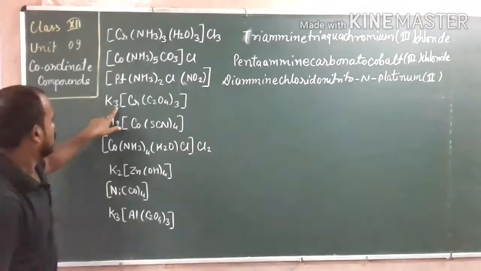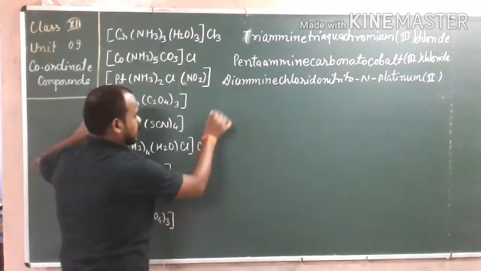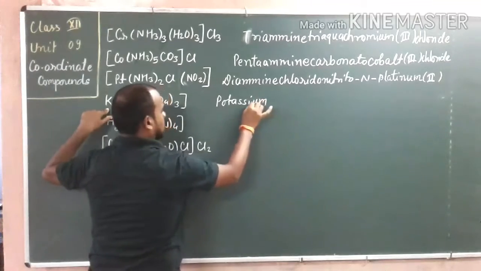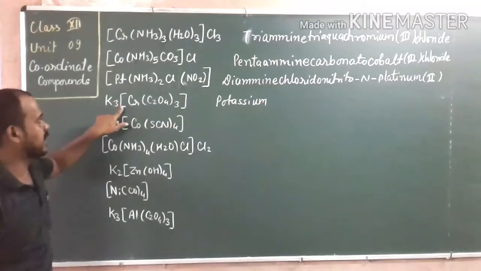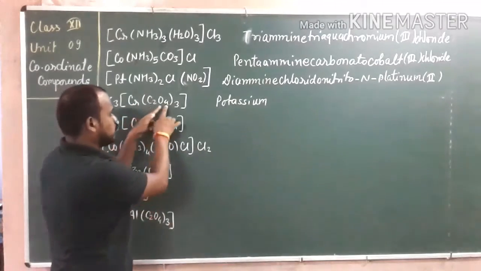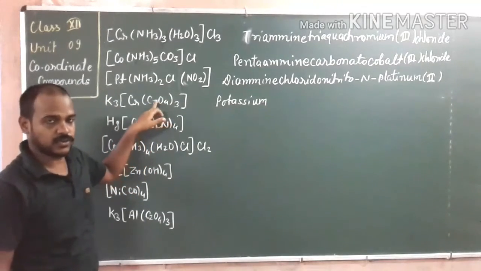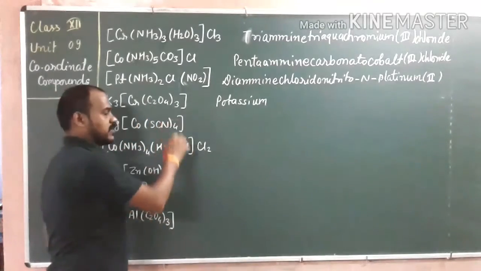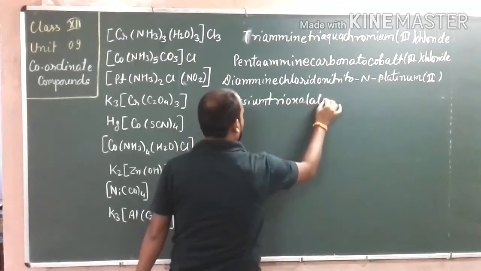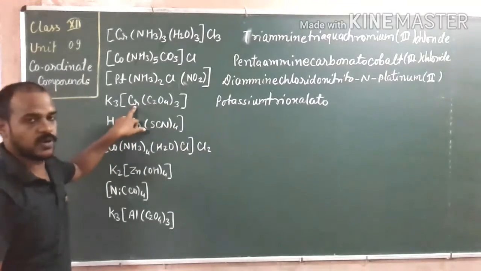Now the name of the third complex. Here see, before the square bracket it is K. So here we will write potassium. After potassium we will write the name of this coordination entity. So here first we will write the name of the ligand C2O4. This is a ligand, and the name of C2O4 is actually oxalate. So the name will be oxalato. The number of oxalate is 3, so it will be trioxalato. Then the name of Cr.